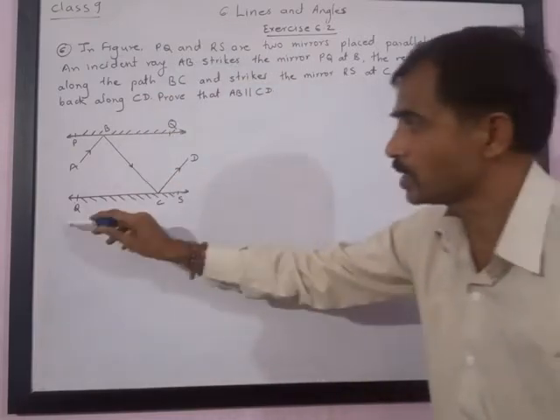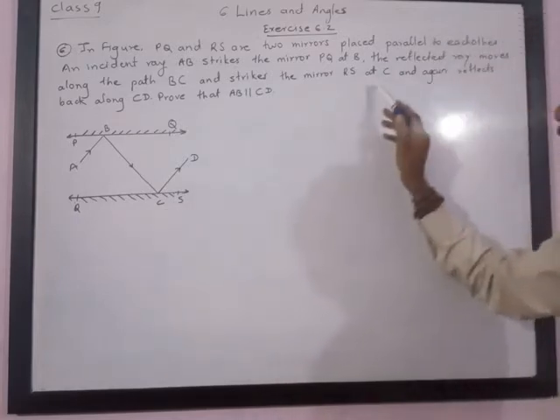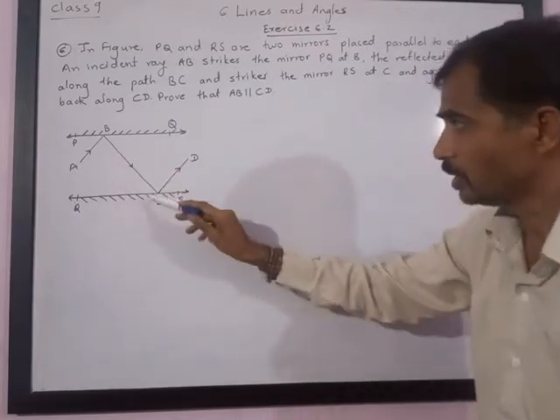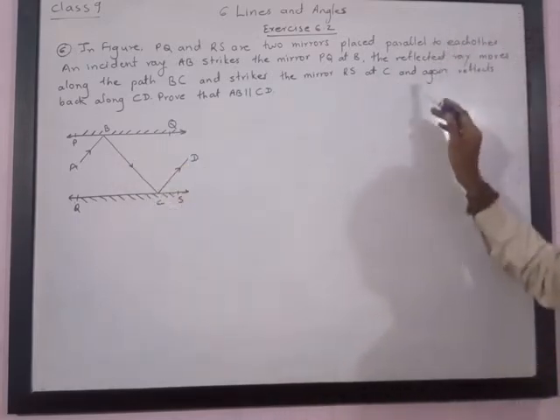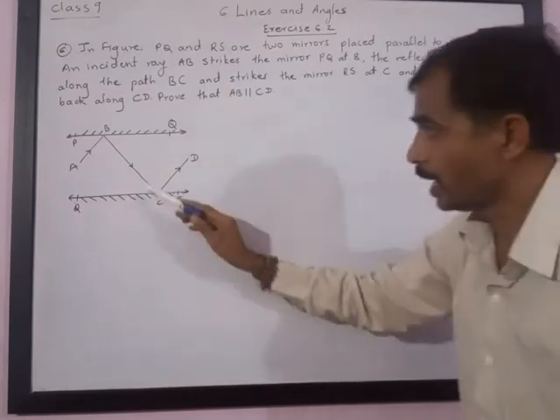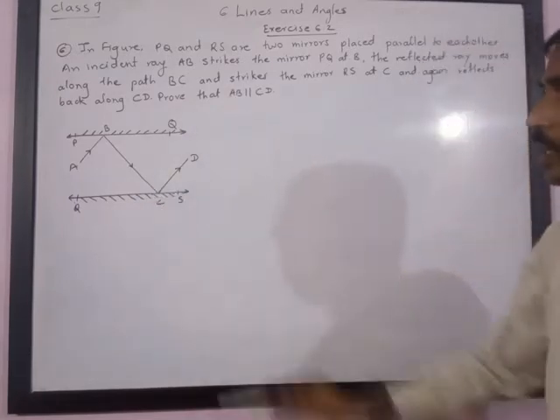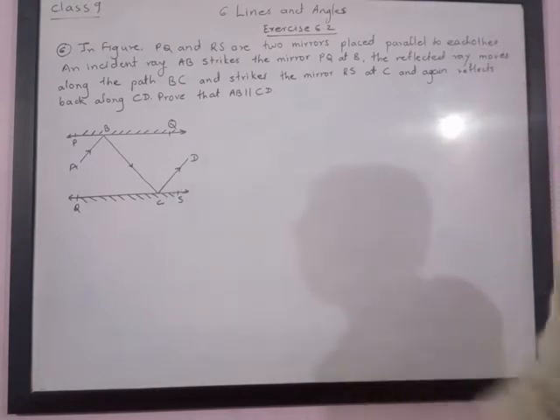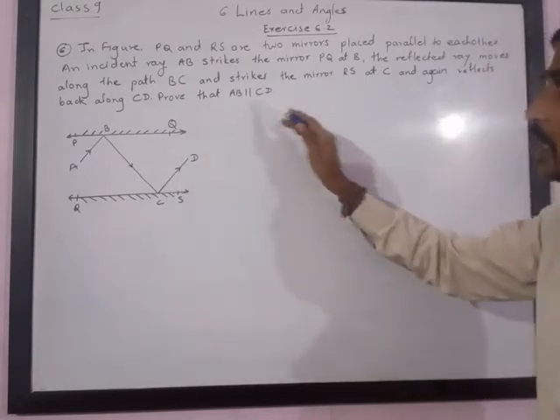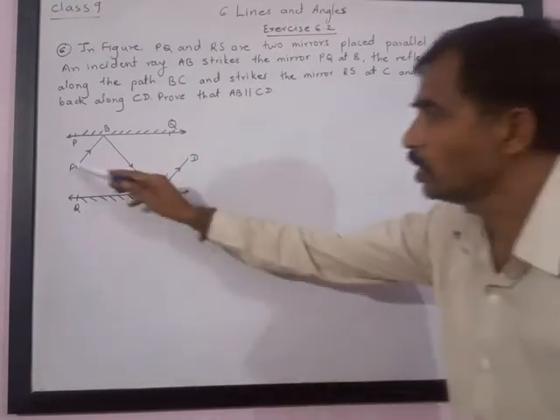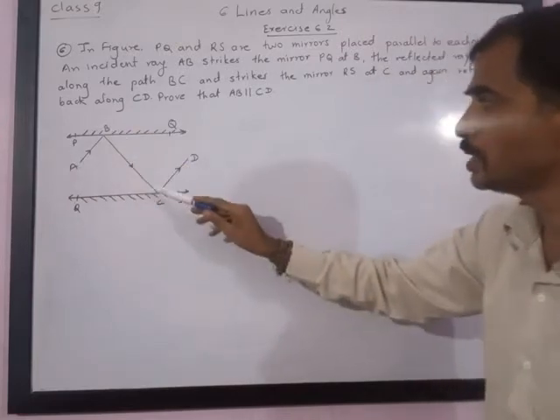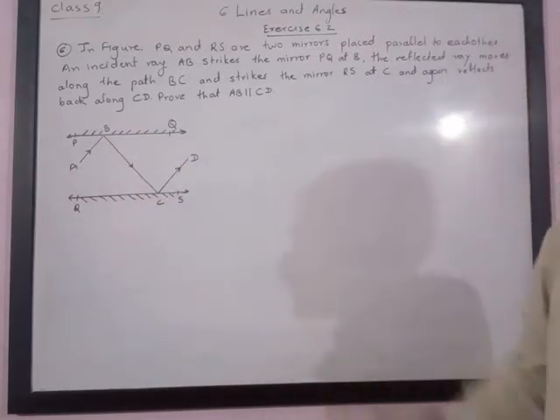This time it strikes the downside mirror RS at point C, and again reflects in the direction CD. Prove that AB is parallel to CD. We have to prove the first incident ray is parallel to the second reflected ray.